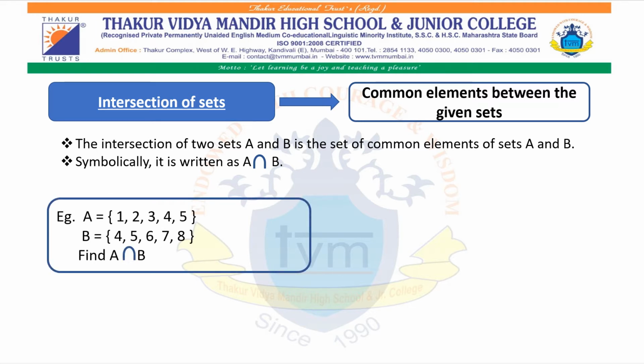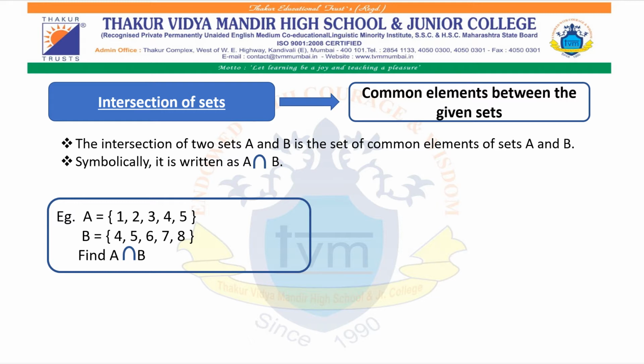A is a set of 1, 2, 3, 4, 5 and B is a set of 4, 5, 6, 7, 8. Let us see the common elements between the sets A and B. Here the common elements are 4 and 5. And now let us represent with the help of a Venn diagram.